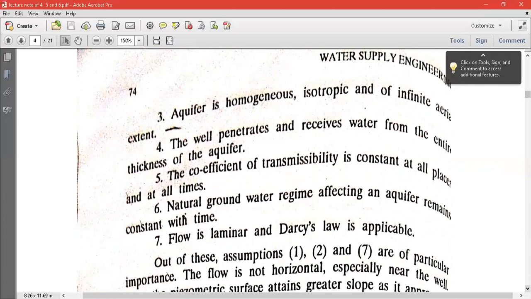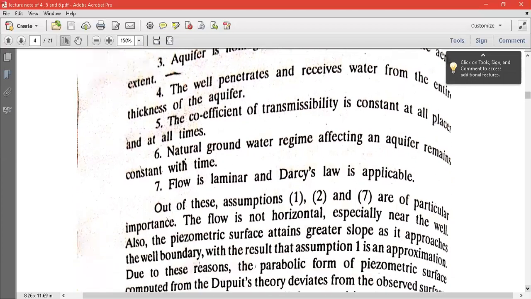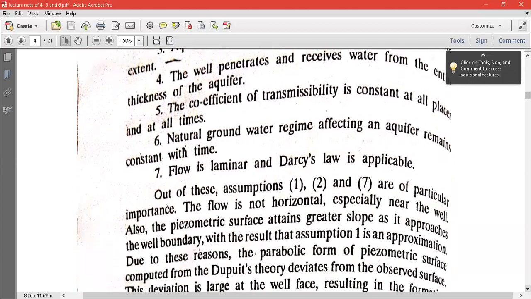The natural groundwater regime affecting an aquifer remains constant with time. Yes, obviously this is a major point we have to consider. The natural groundwater regime is not fluctuating, it remains constant in the aquifer. And finally, I will conclude the assumptions with this: the flow is laminar, and that's why Darcy's law is applicable. We have not considered turbulent flow here. So this is not the actual situation but an assumption, because if you don't make certain assumptions, then you can't conclude the derivation part of the theory. So this is the thing.